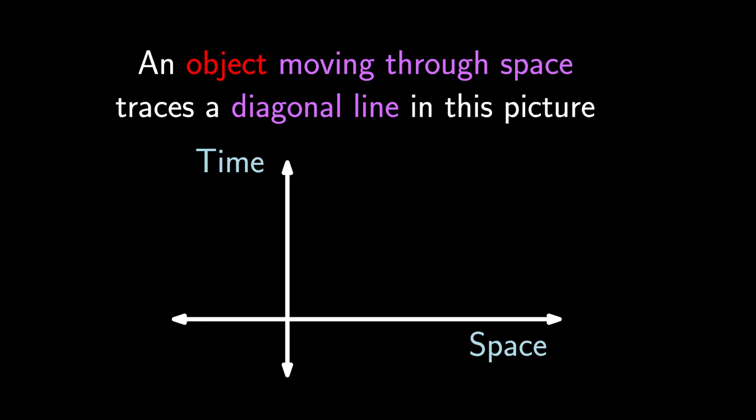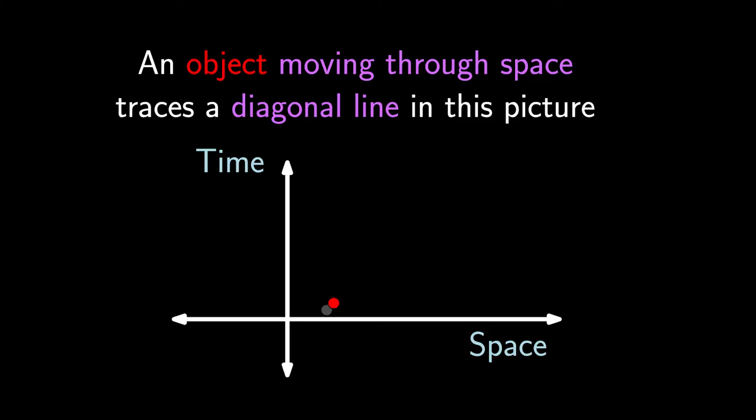Now, an object that's moving through space in this picture is going to trace a diagonal line. Again, the diagonal line is misleading. It's really only moving to your right in space. But in this picture, because we're following it as it goes through time, it'll appear to go in a diagonal line. So the object will look like this. Physicists love drawing these kinds of diagrams.